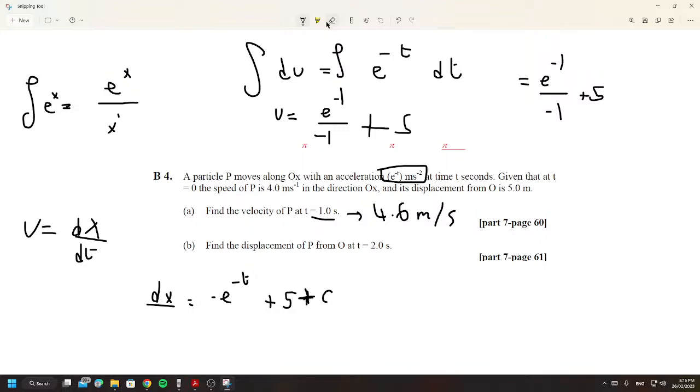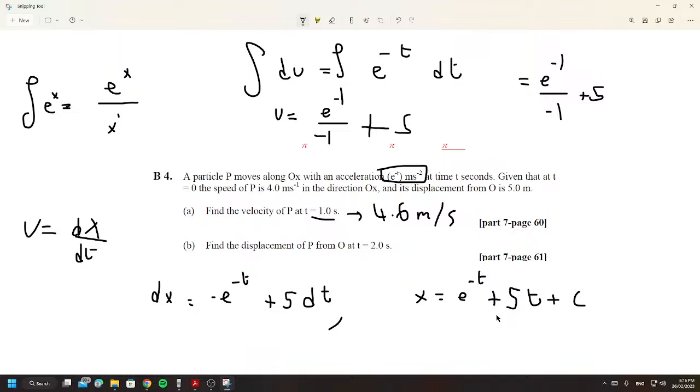Okay, so now we're going to integrate again. So x is equal to negative e to the power of negative t over negative 1, so the negatives cancel. So it's just e to the power negative t plus 5t plus c. So now we're going to solve to find c. So x is equal to this.